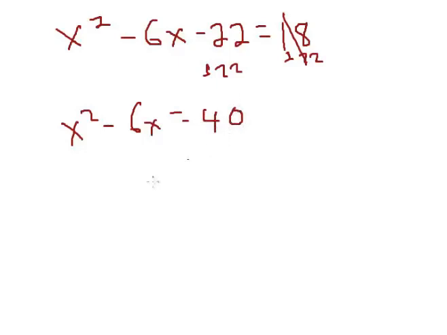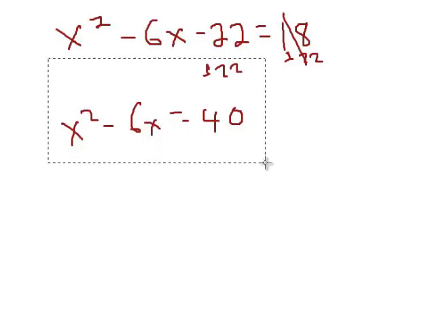Now the thing is, what do we do? We can't just take the square root of this, because we'd have to take the square root of the 6x also, and the square root of 6x is not a perfect square. In fact, 40 is not a perfect square either. So that wouldn't work at all. So let's see how we would do this.